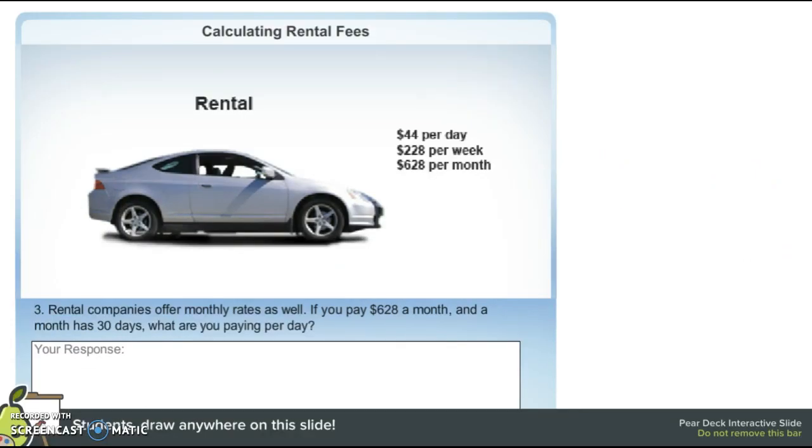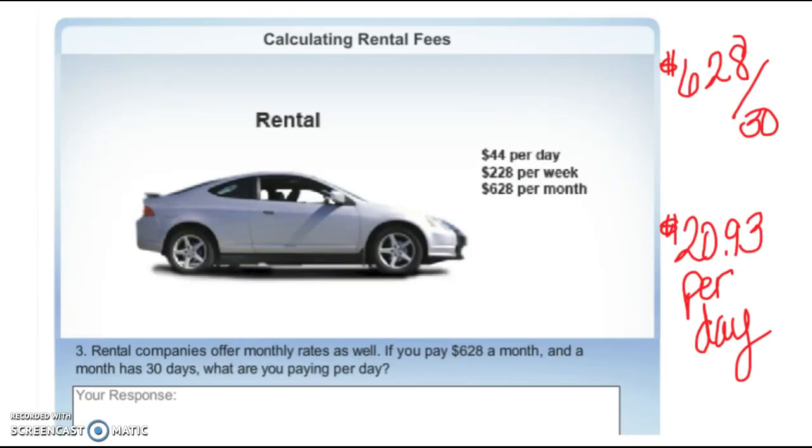You could be lucky enough to find a monthly rate. So go ahead and find out what would be the daily rate if you knew you were paying $628 per month. All right, hopefully you found out that if you take the 628 and divide by 30, that's on average $20.93 per day.